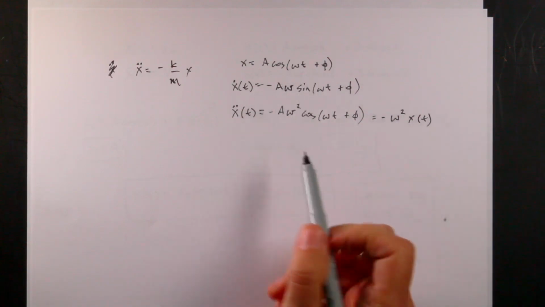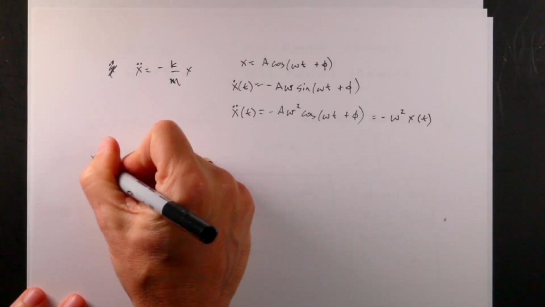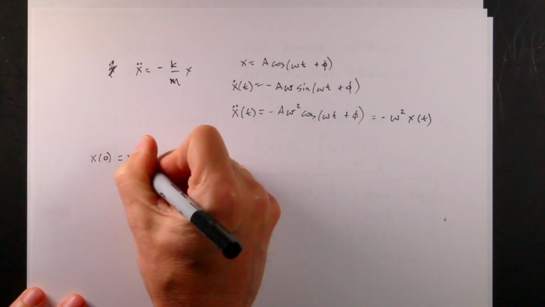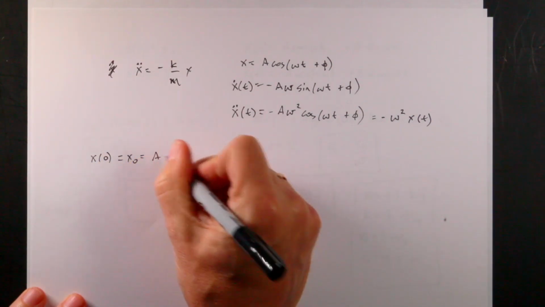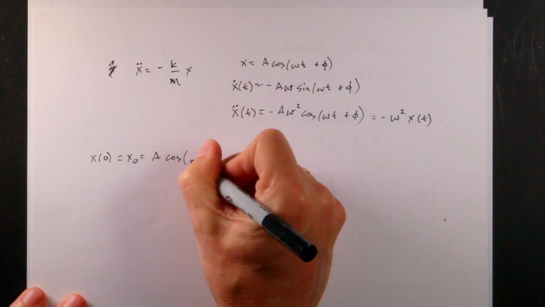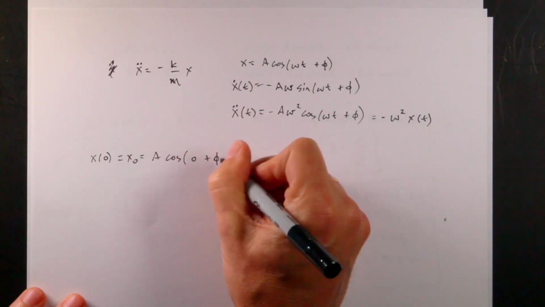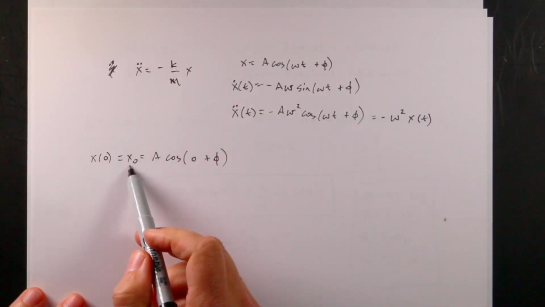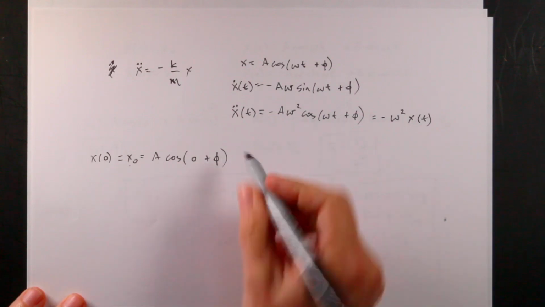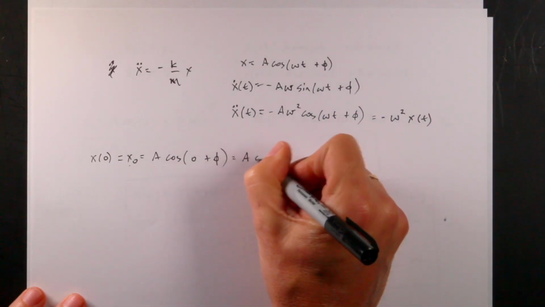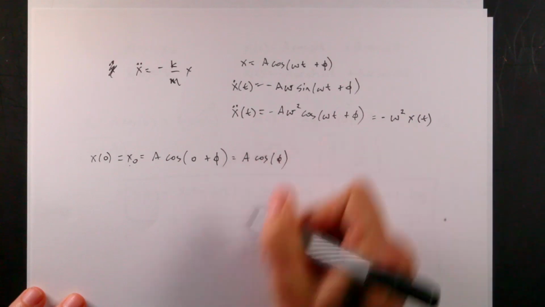That it is a little tricky, right? Because I can do this. X of 0, I know that's equal to x0, and that's going to be equal to a times cosine of 0 plus phi. So even if I know that value, I don't know a and I don't know phi. So let's just write this as a cosine phi.